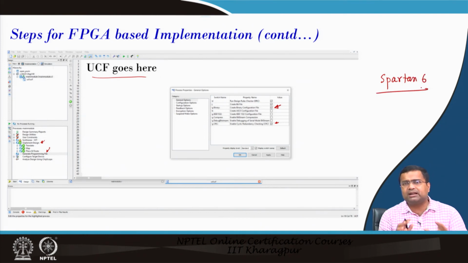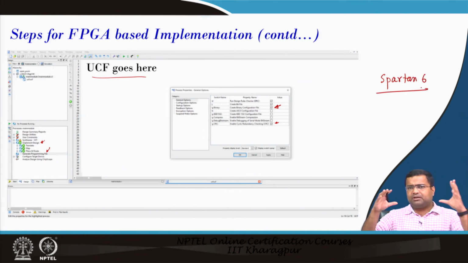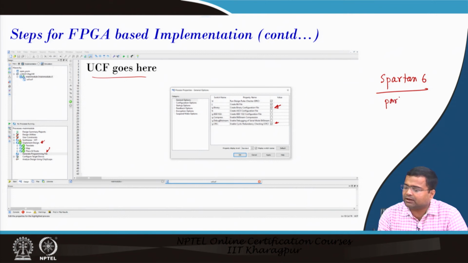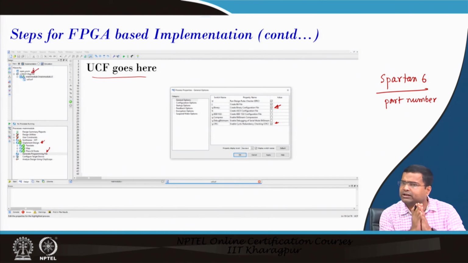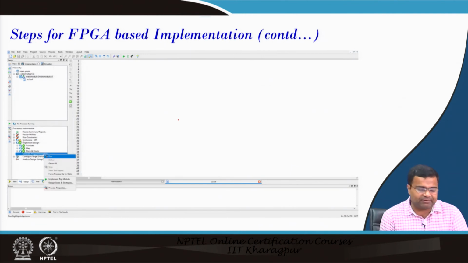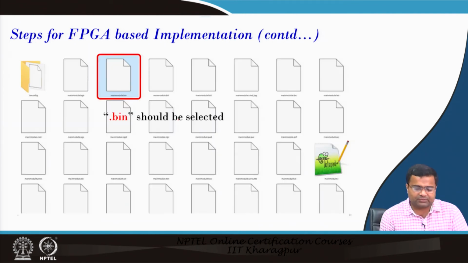So under Spartan 6 there are many variants. So which variant, and what is the part number of the IC? Everything is important when you generate this program, because otherwise it will give totally wrong results. So you have to specify all this, then it will generate the bin file, and once the bin file is generated, we have discussed.